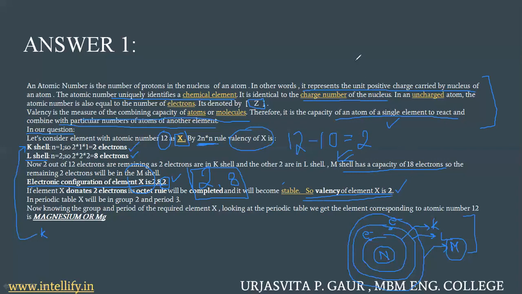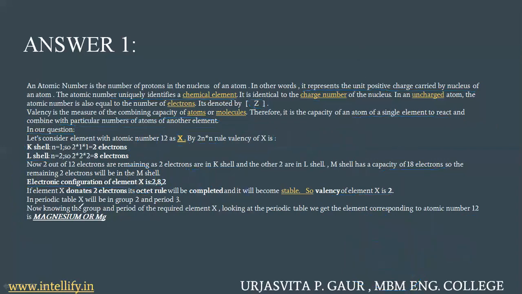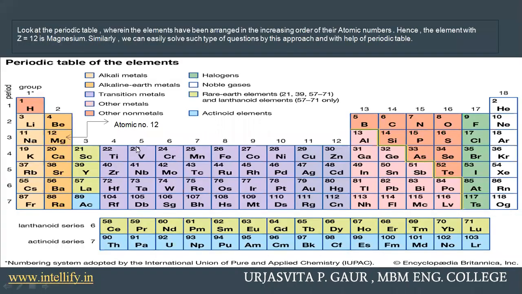Now, for the second part of the question, I want you to go and refer to the periodic table. Once we have found out the valency of the element as 2, we can easily deduce the group and the period of this element. In this case, it's group 2, period 3, and the answer to the next part lies in the periodic table. If we refer to group 2 and period 3 of the periodic table, which is right in front of you, you will be able to observe that, firstly, this periodic table is nothing but the arrangement of elements in the increasing order of their atomic number.